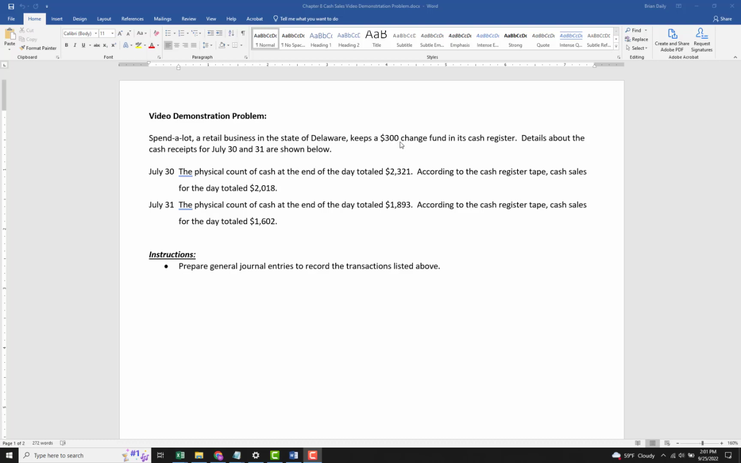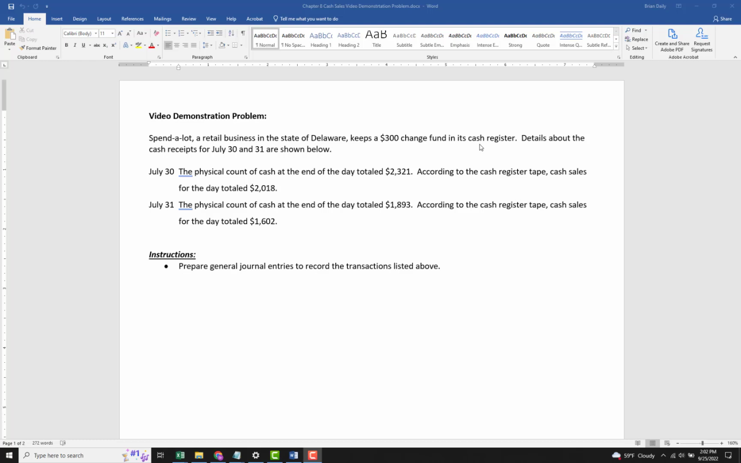Another detail you might notice when you read this narrative is that the business is setting aside $300 of cash to serve as a change fund in its cash register. So what's going on there is that the business has an employee called a cash register clerk that's going to be given this $300 change fund in their cash drawer, and they're going to be responsible for that cash as well as the cash that the business collects during the course of that employee's shift.